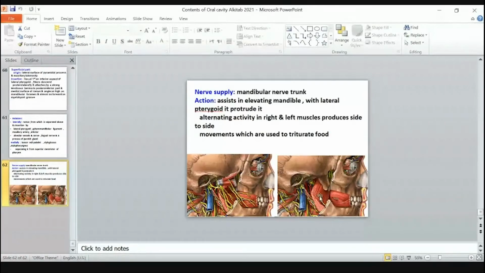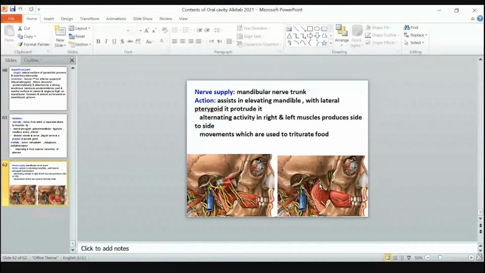Now, the medial pterygoid muscle lies totally within the infratemporal fossa. It arises from the medial surface of the lateral pterygoid plate. It has 2 heads. Another head arises from the posterior aspect of the maxilla and partly.